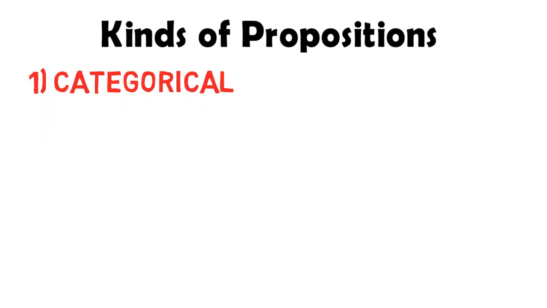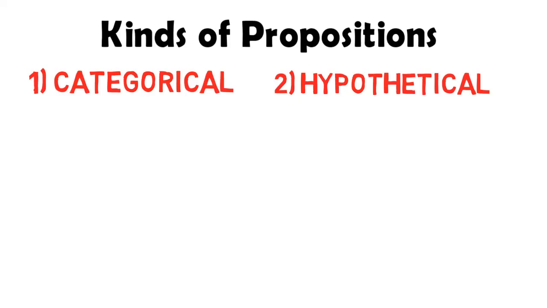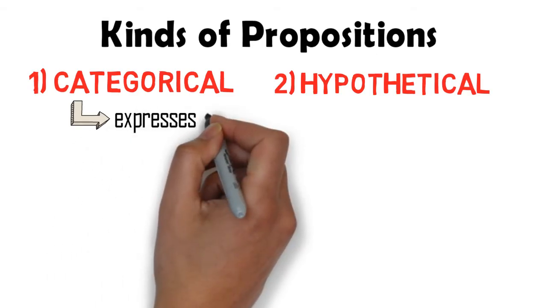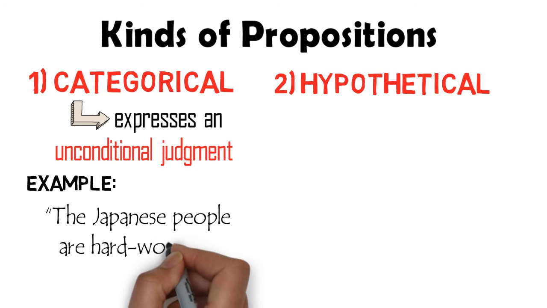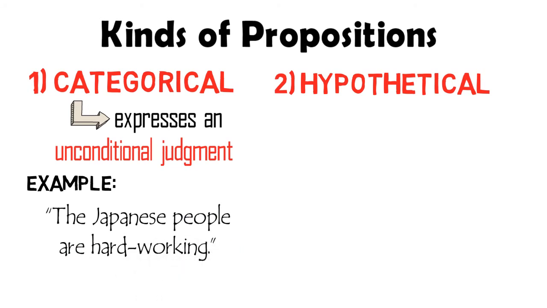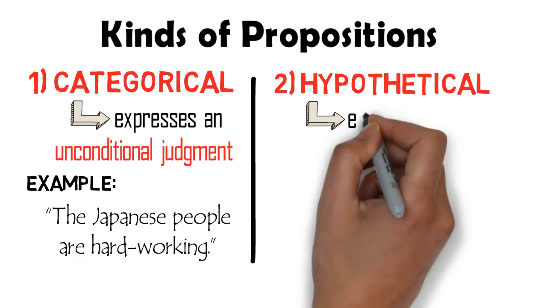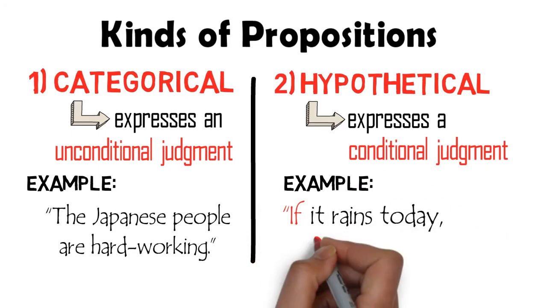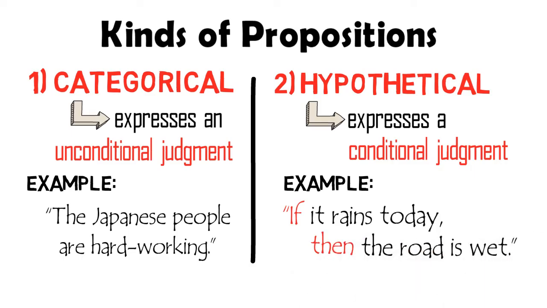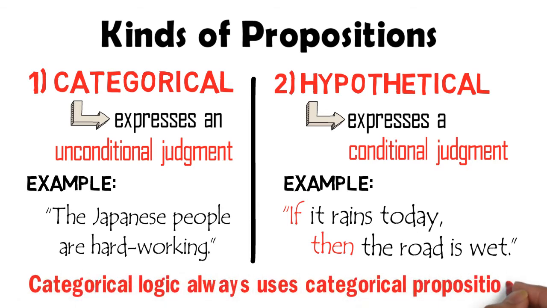Now, let's proceed to the kinds of propositions used in logic. There are 2 types of propositions used in logic, namely categorical and hypothetical propositions. On the one hand, a categorical proposition is one that expresses an unconditional judgment. For example, we may say, the Japanese people are hardworking. According to logicians, this proposition is a categorical one because it does not pose any condition. On the other hand, a hypothetical proposition is one that expresses a conditional judgment. For example, we may say, if it rains today, then the road is wet. Now, please note that in categorical logic, we always use categorical propositions.